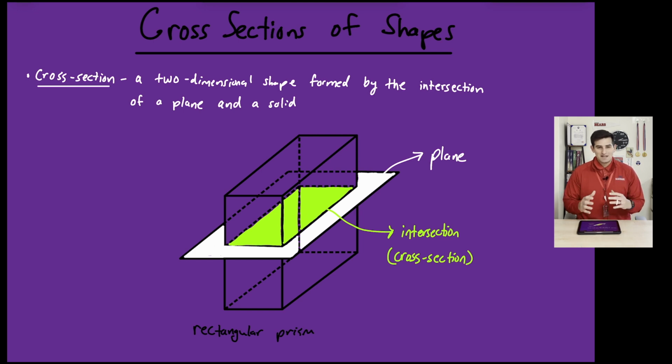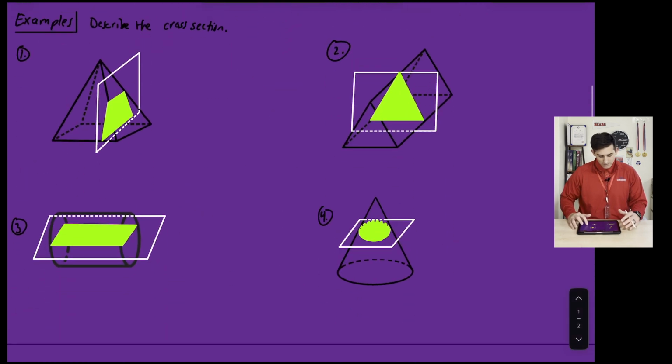With cross sections, the idea is we're trying to figure out, based on the shape and where the plane is intersecting the solid, what shape is formed at that intersection. We're going to look at four examples: number one, a square pyramid; number two, a triangular prism; number three is a cylinder; and number four is a cone. The cross section formed in these cases is not the only shape that could be formed, it's just the shape formed based on where the intersection is taking place.